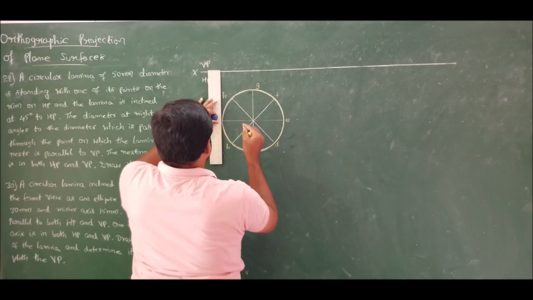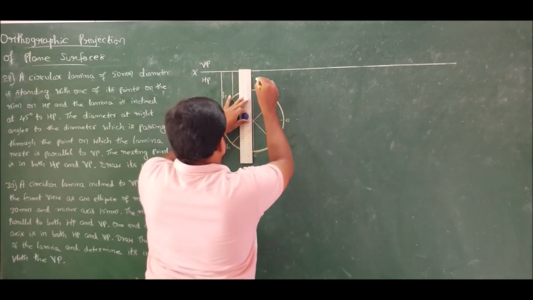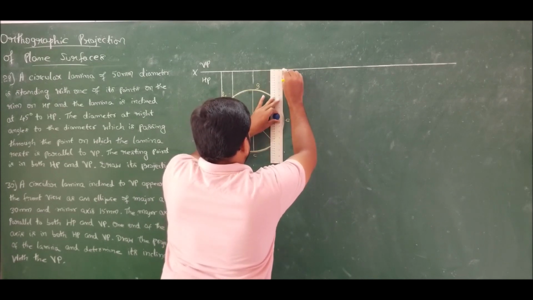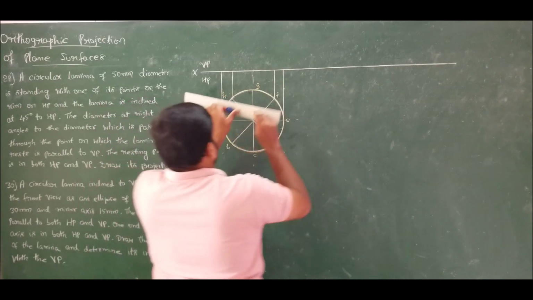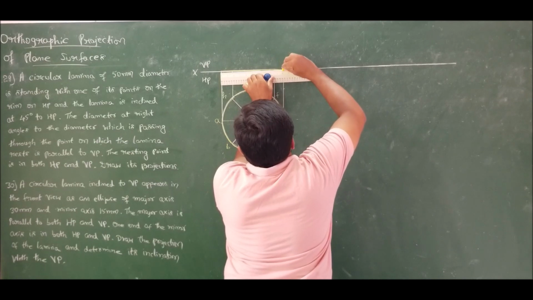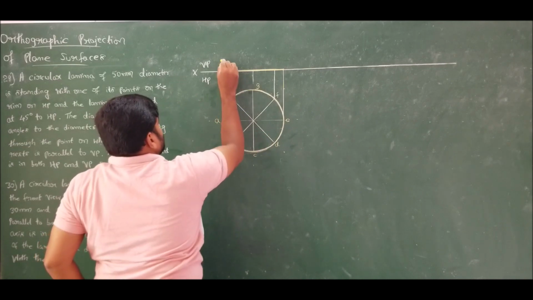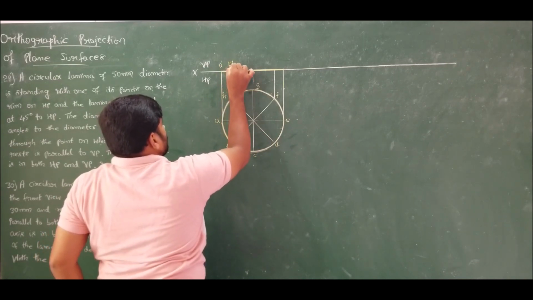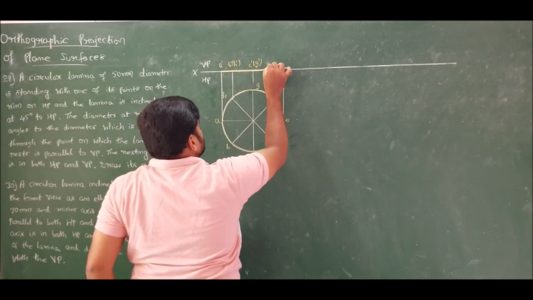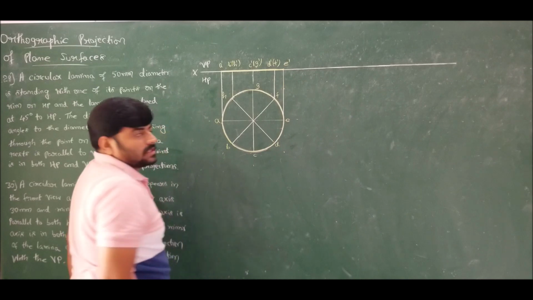Now take the projection and complete the front view. So the front view measures 50 mm because it is the diameter, correct? The front view measures 50 mm as it is the diameter. So we have A dash, B dash, H dash, C dash, G dash, D dash, F dash and we have E dash.